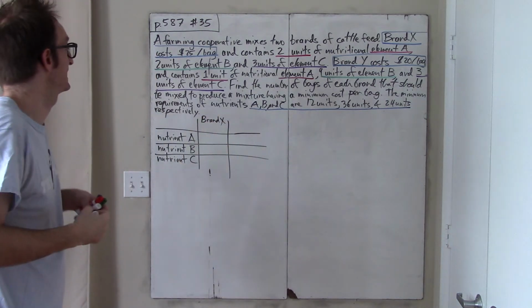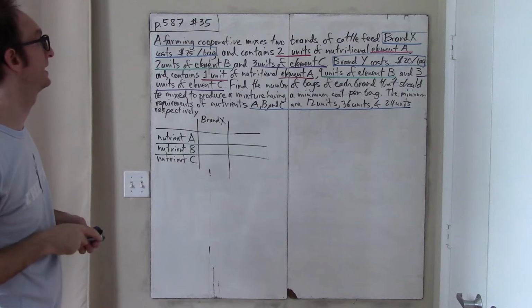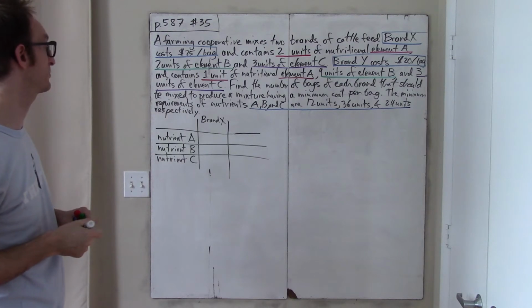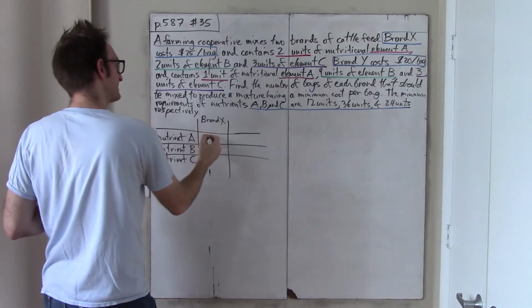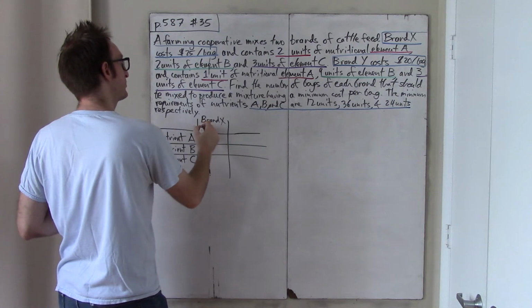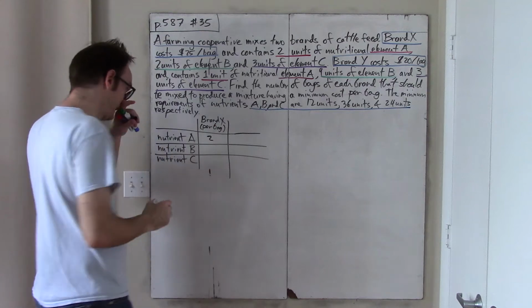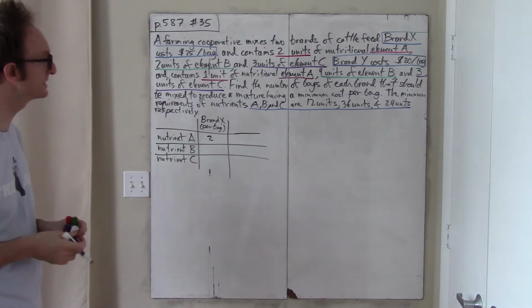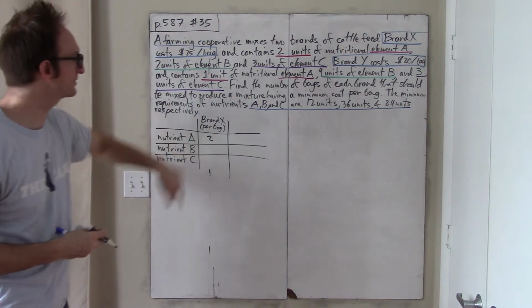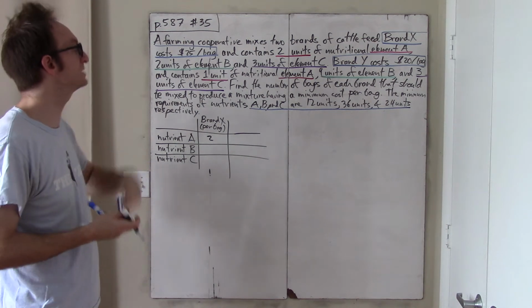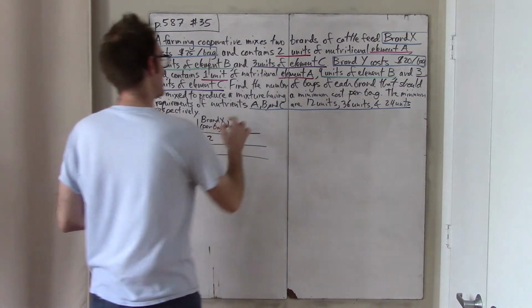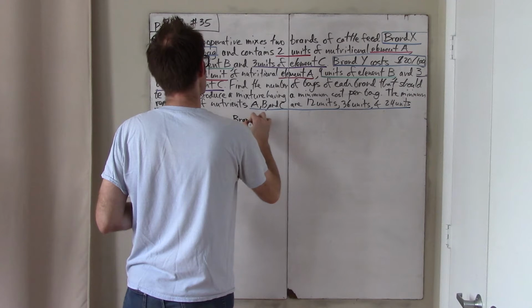what we have seen is that with brand X we get 2 units of nutrient A. So this is brand X, this is the per bag. What I'm now listing, the meaning of this column, is how many units of each of these 3 nutrients are contained in each bag of brand X and each bag of brand Y.